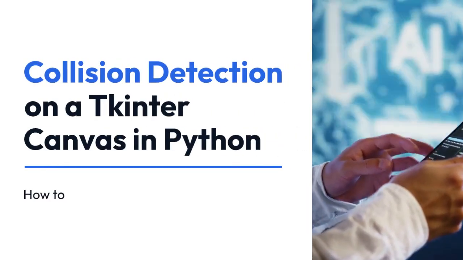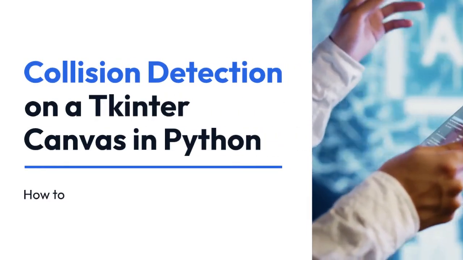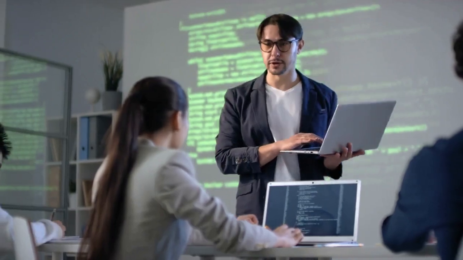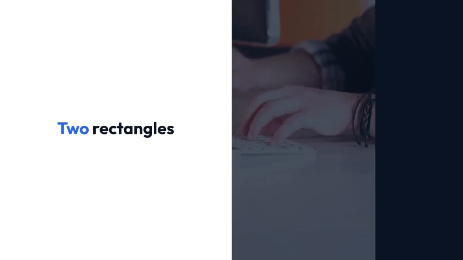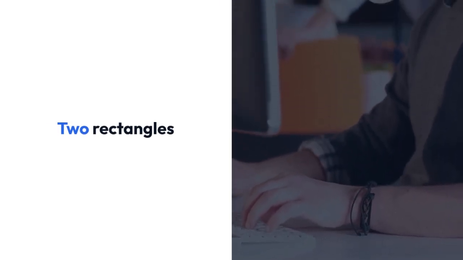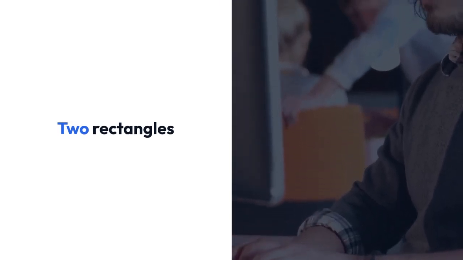We're going to explain how to detect collisions between objects on a tkinter canvas in Python. This is a common task in game development and interactive applications. We'll create a simple example with 2 rectangles, but the principles apply to other shapes as well.